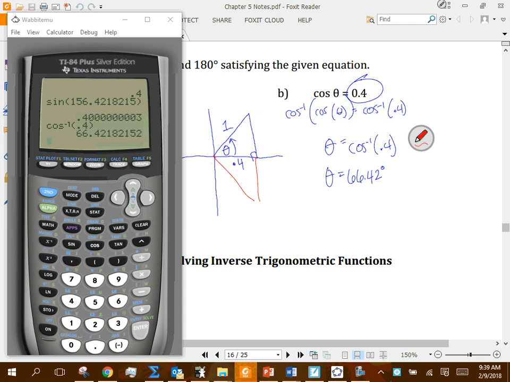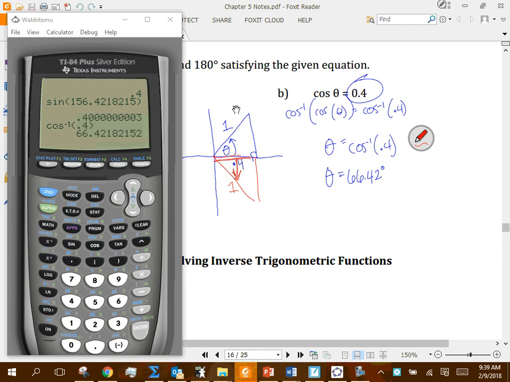Is your adjacent side still the positive x-axis? So it's still positive 0.4, right? Your hypotenuse is always positive, so you still have a positive divided by a positive, right? Are those two triangles congruent? So what does that tell you this angle right here is going to be? It's 66.42 as well, right? Okay. Now you've got some ways you could write this.